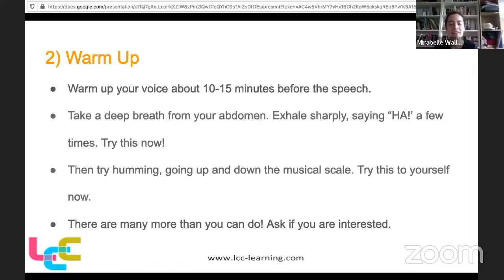Very good. There are loads more vocal exercises that you can do. If you're interested, do ask about them, or you can just Google them as well, because there are lots of suggestions online for actors or people who have to talk a lot in their jobs, to try and help them protect their voices and speak in the most resonant way that they can. Resonant meaning in a nice way that people can hear and it travels well. Okay, good.